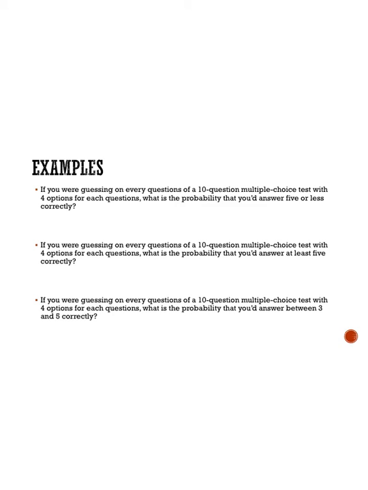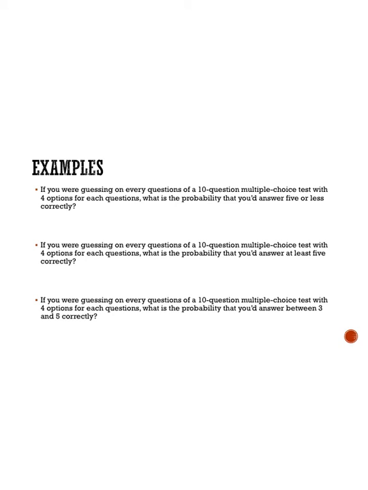Just some other examples here. We're not going to go through all of these, but what is the probability to answer 5 or less questions correctly? That'd be a CDF of 5 or less. At least 5 correctly, so you'd either PDF 5, 6, 7, 8, 9, and 10, or you do 1 minus a CDF of 4 correct or less.